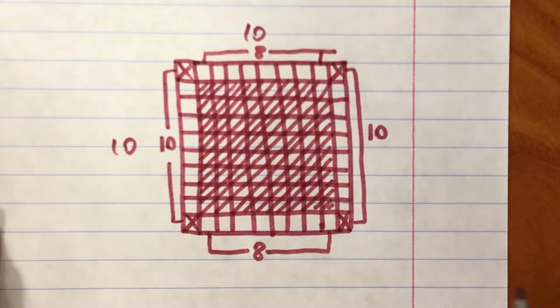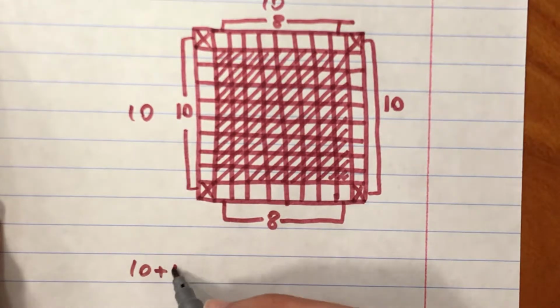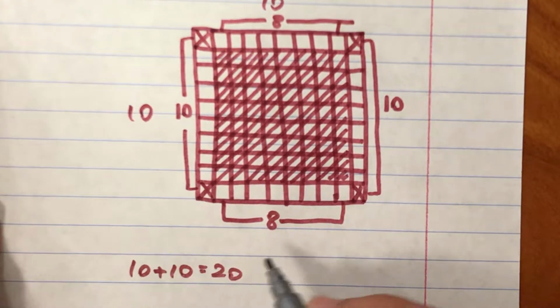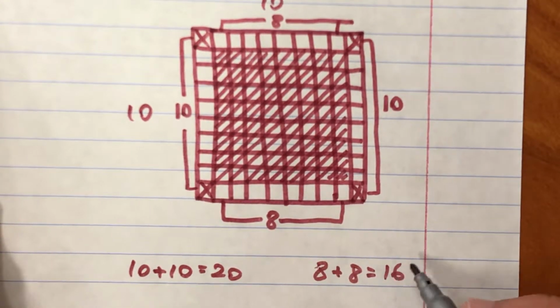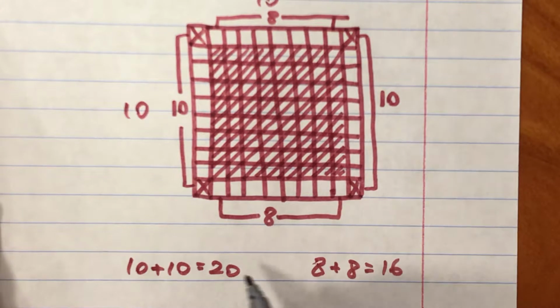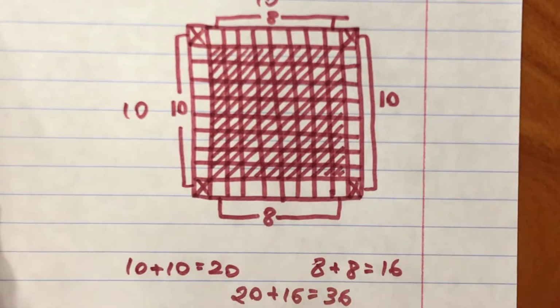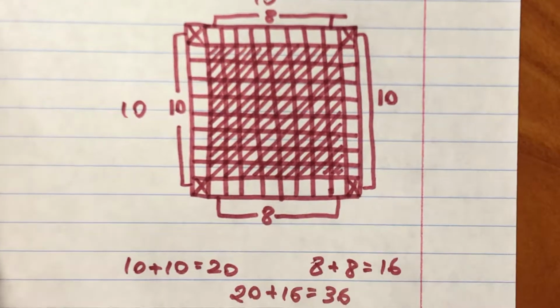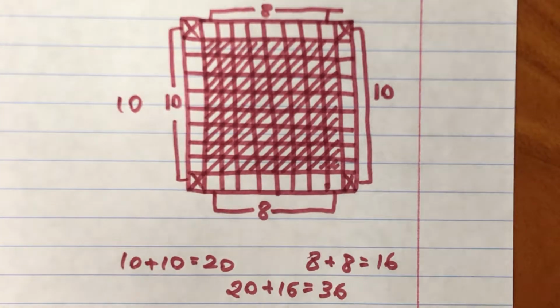So what most of you decided to do was just say, well, 10 plus 10 is 20. And then a separate problem over here would be 8 plus 8 is 16. And then you just add 20 plus 16 and you get 36. So that's how most of you decided to go about this. No matter how big the pool got, this is the method that most of you used, all right?